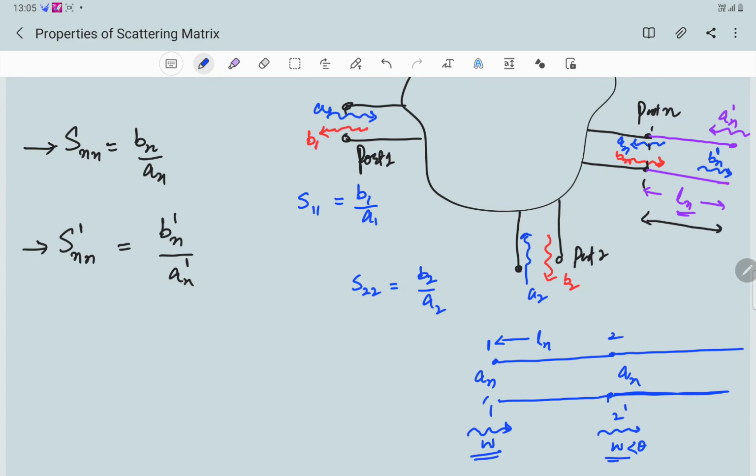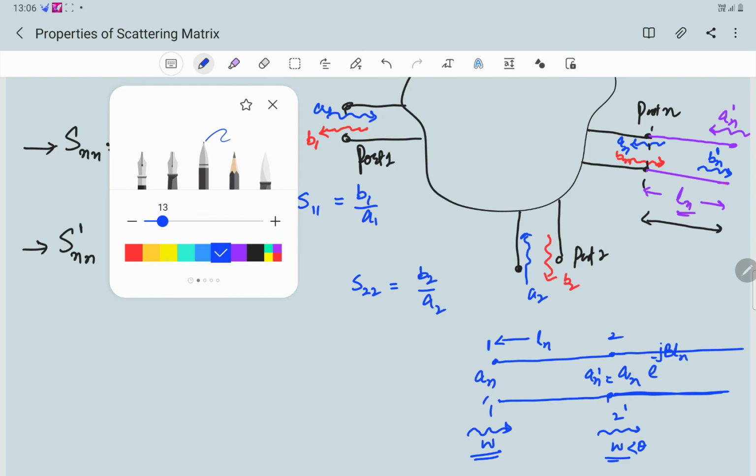The amplitudes would be the same. So if it is An, it will be An, and I'll have to multiply it by e to the power minus j beta ln, where e to the power minus j beta ln corresponds to the phase. So this An dash would be simply An, same amplitude, multiplied by e to the power minus j beta ln, which gives the phase delay.